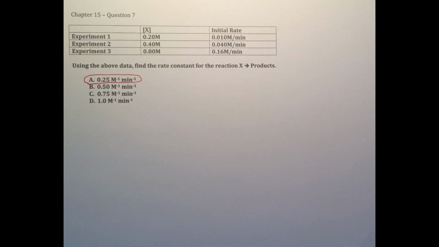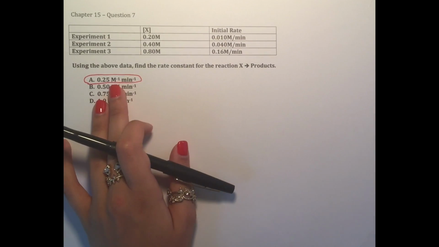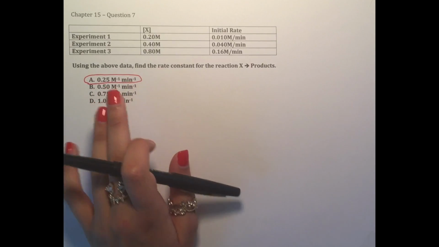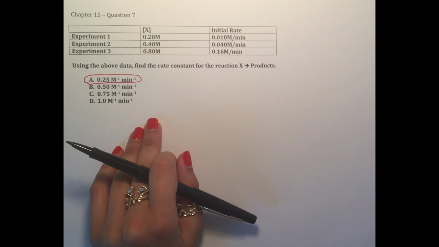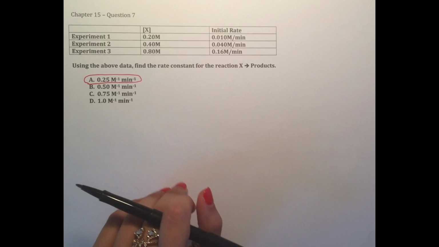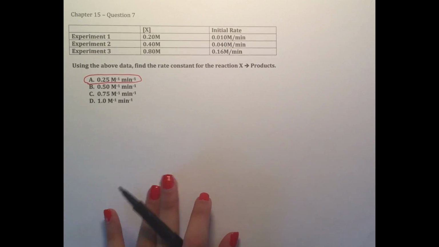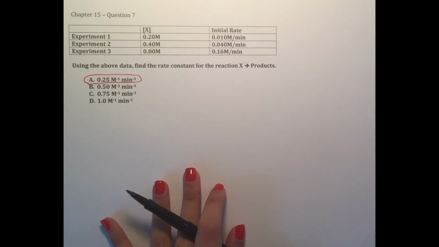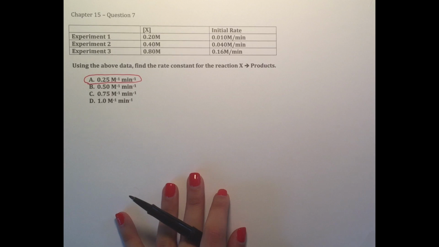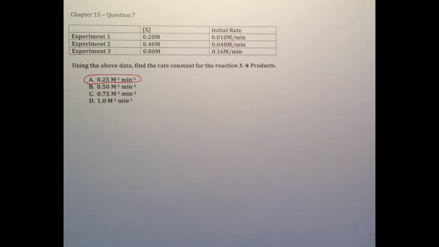Okay, so the answer to this question is A, 0.25 over molar times minutes. If you're unable to find this answer on your own, just unpause the video and work through it with me. This is one of those questions I would highly suggest you understand very well because they always find their way onto an exam. So that being said, let's go through the problem.